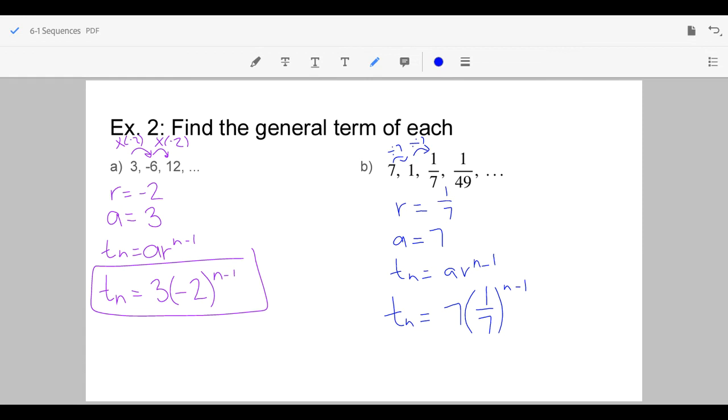Now, we could simplify this using exponent laws, but I haven't explicitly taught this to you yet, so we're going to leave it as this for now. But just note, this is not fully simplified. In order to fully simplify it, we would actually get that term n is equal to 7 to the -n plus 2. So if you want to try and figure out why that is, you can go ahead and give that a try. Otherwise, just wait till we get to the exponential part of this course.